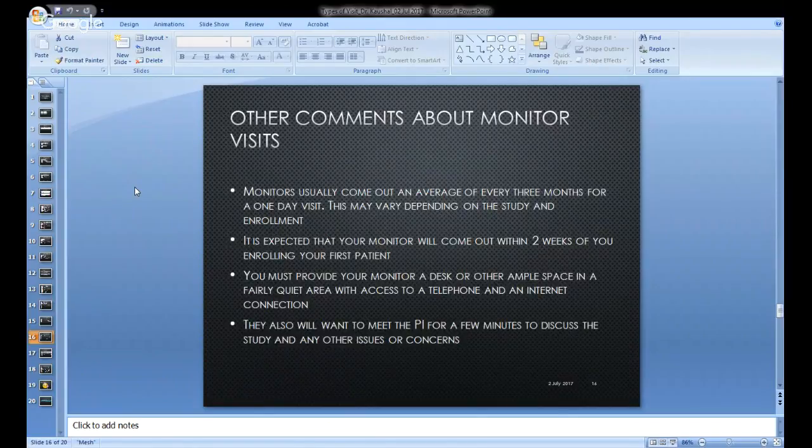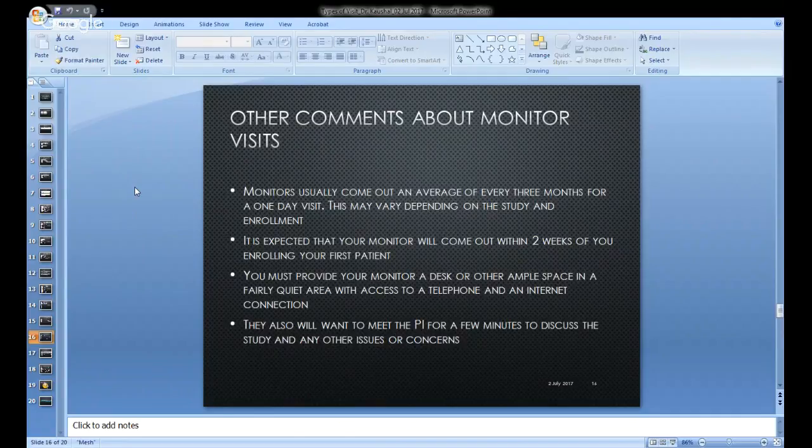Let's have some comments about the monitoring visit, or monitor's visit. Monitors usually come out on an average of every 3 months for a 1 day visit. This may vary depending on the study and enrollment. The time that we have over here is an average, a theoretical value, which might not be the same for all protocols and all indications. It may also vary with the number of enrollments.